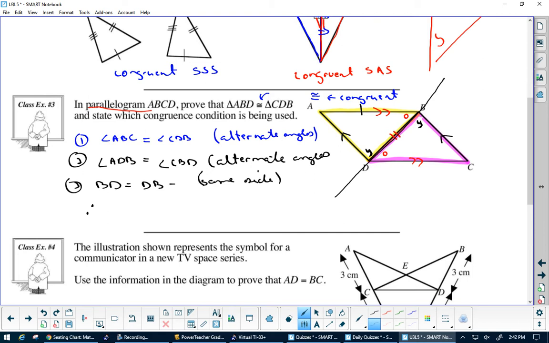Therefore, and therefore is 3 dots, we can say triangle ABD is congruent to triangle CBD. Why? Angle, side, angle. This has an angle, side, Y. This has an angle, side, Y. So we would say because of angle, side, angle.